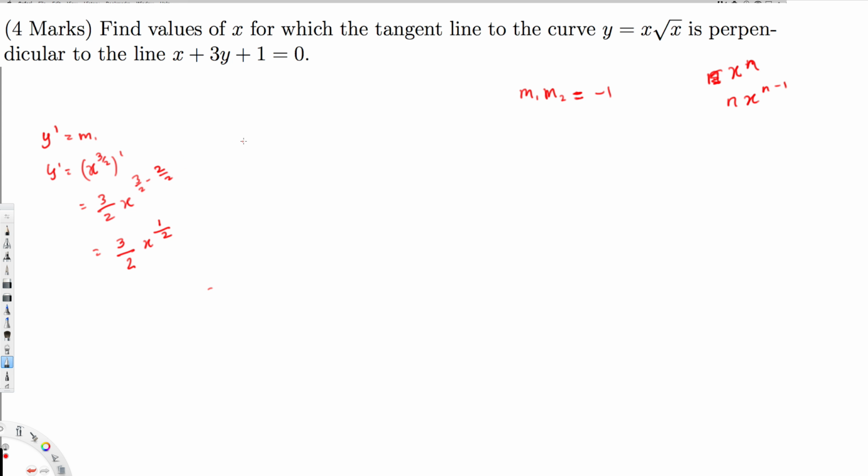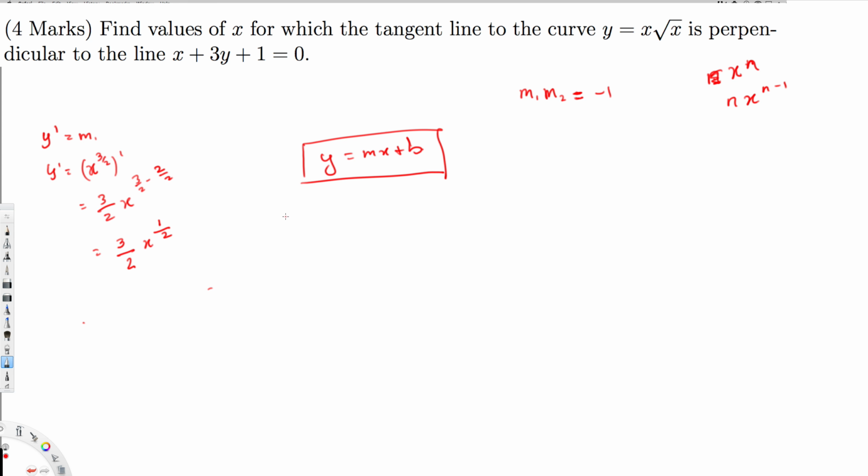Now I have to find the slope of this line. To find the slope of this line, first of all we have to know that the general equation of the line is y is equal to mx plus b. That's the general equation. So if I want to find the slope, I can rearrange this equation into this format and find the m value, and that's going to be my slope. So let's see what we can do.